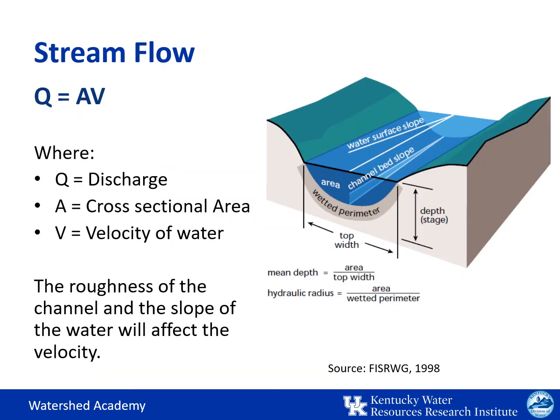Okay, now we want to pivot from the lateral dimension of the stream to the temporal dimension. We want to begin that by looking at the stream flow. The stream flow, or Q in this instance, is simply a product of the cross-sectional area multiplied by the velocity of the water that's moving through it. The roughness of the channel and the slope of the water will affect the velocity. For instance, if you have a lot of vegetation, that's going to slow down the water, and if you have a very steep slope, that's going to increase the speed of the water that's there.